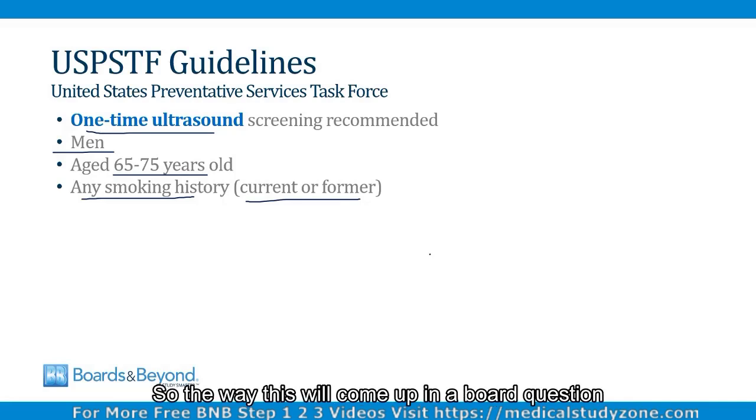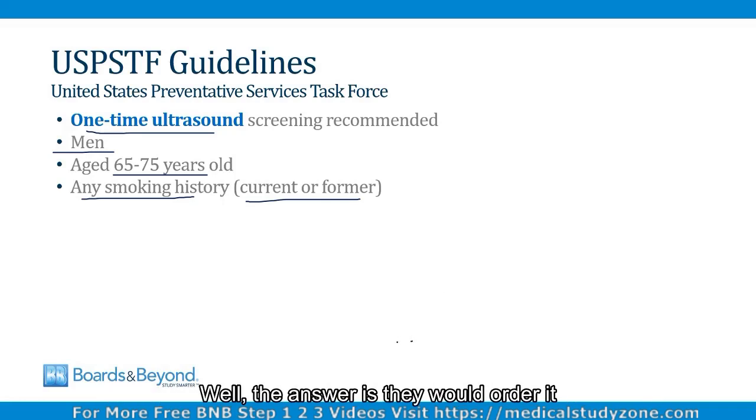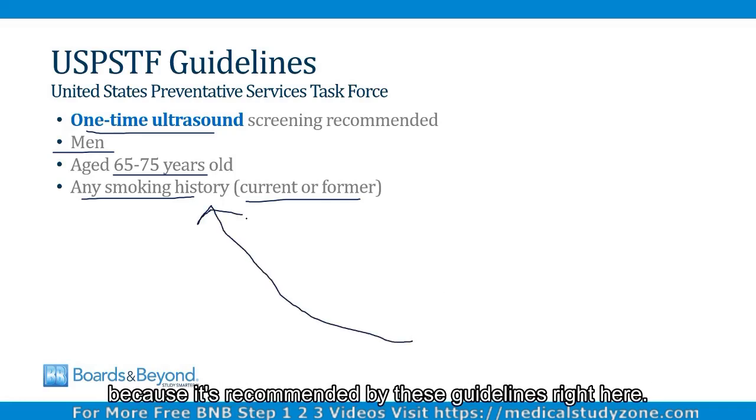So the way this will come up in a board question is a patient will be described as presenting for a regular annual visit. They'll have no complaints and appear to be relatively healthy, and they'll ask you what should be done next. And one of the answer choices will be an abdominal ultrasound. You'll probably wonder, why would anyone ever order that? Well, the answer is they would order it because it's recommended by these guidelines right here.